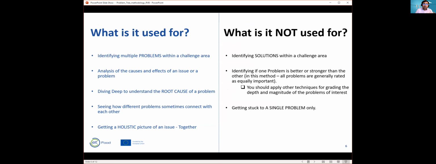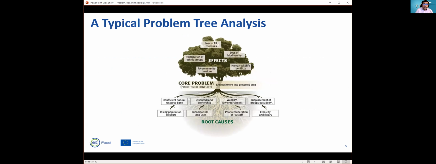However, it's also important to know what the problem tree is not used for. You do not use it to identify solutions within a challenge area. If I go back to this example, here you can see that there are no solutions provided. You could try and come up with solutions for each of the causes or sub-causes that you have put in here, and then you could say, okay, maybe we can figure out compatible land uses. Maybe we can increase salaries of the staff to have better enforcement. Each of them is a specific solution for that particular cause that is identified, but the tree itself does not list these solutions.